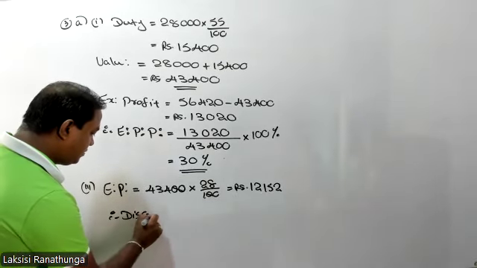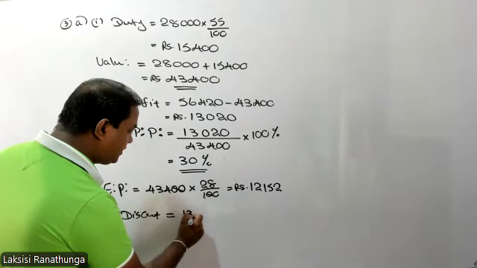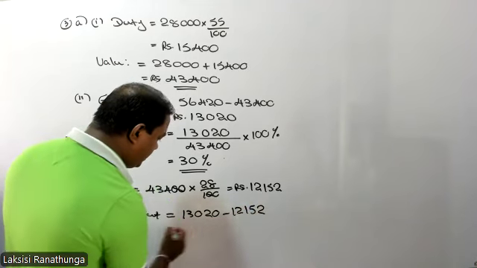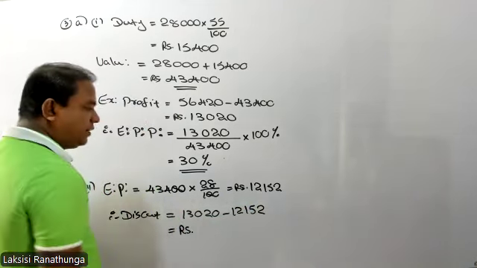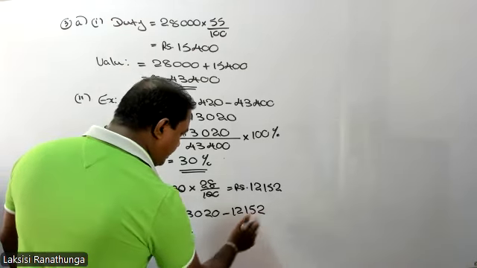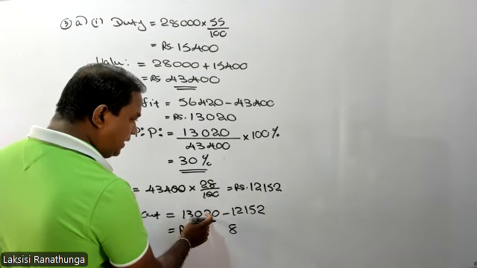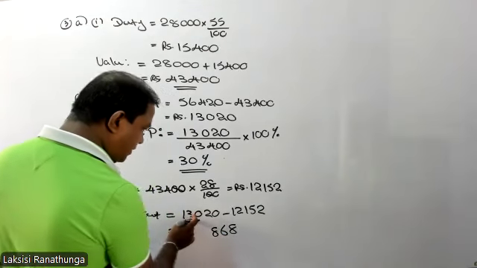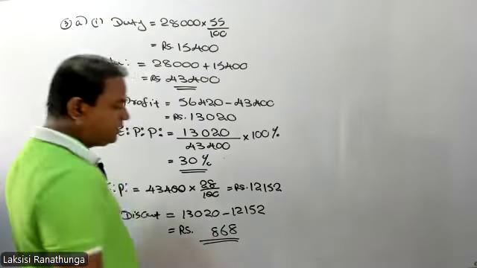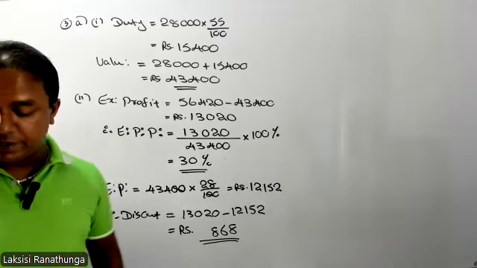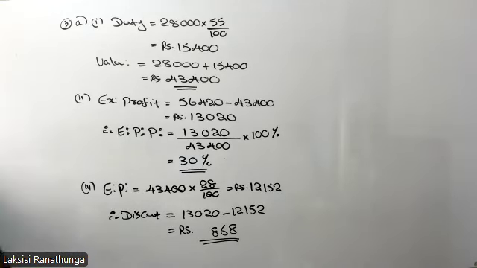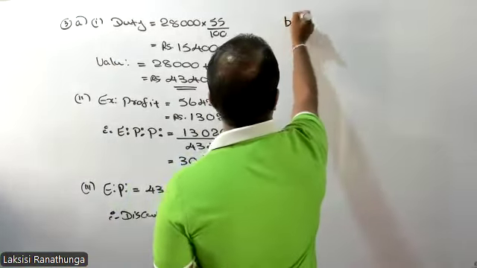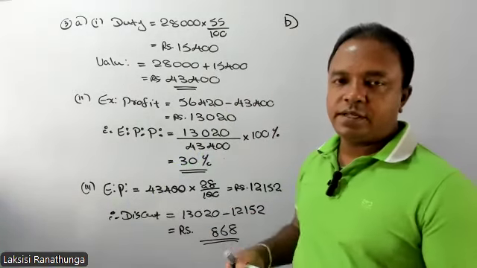Therefore discount is expected profit minus actual profit. 13,020 minus 12,152. 10 minus 2, 8. 11 minus 5, 6. 9 minus 1, 8. 868 rupees. The discount given is 868 rupees. Then part B. Now you can ask the questions.